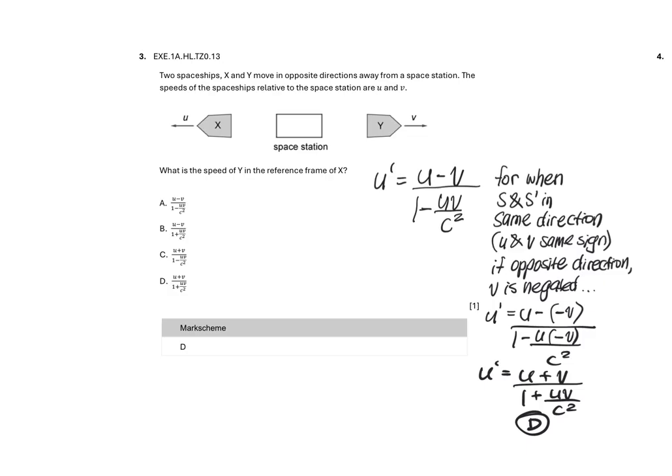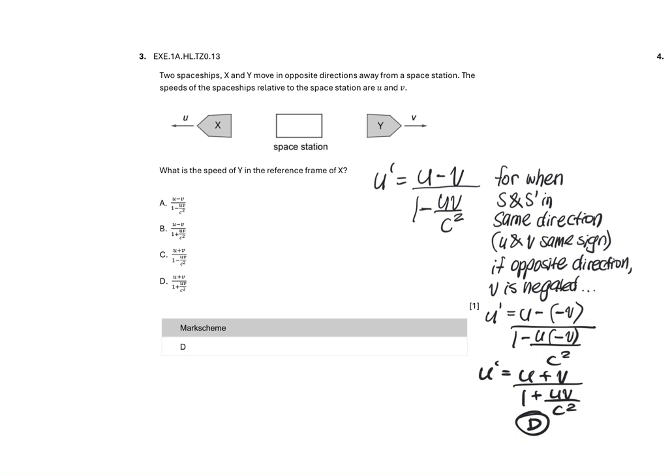So for number 3, we have two frames of reference, S and S prime, and we know that the formula for velocity addition, relativistic velocity addition, is u prime is u minus v over 1 minus uv over c squared.